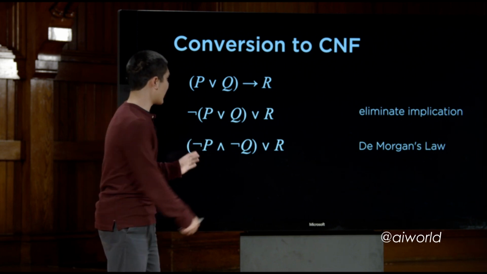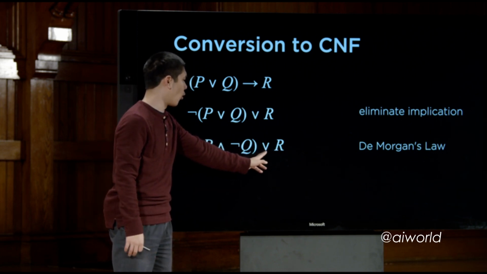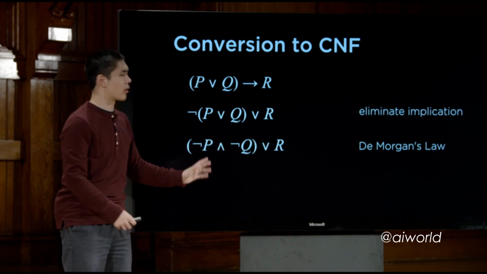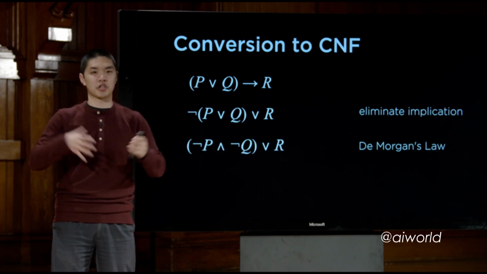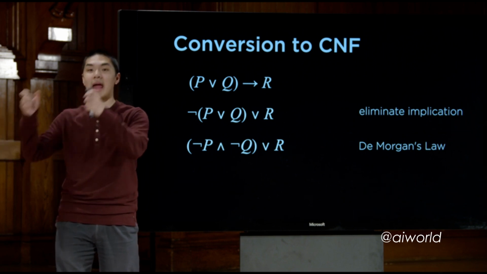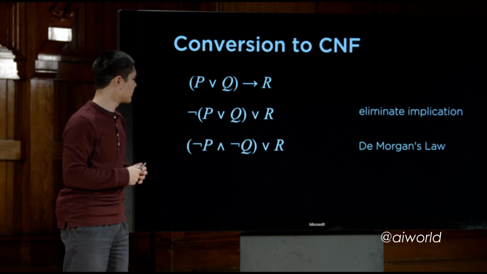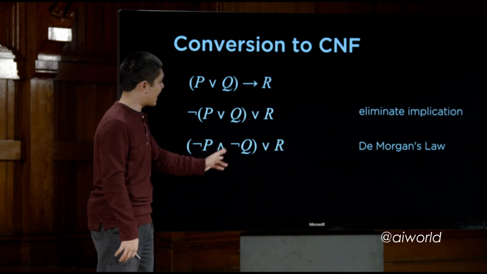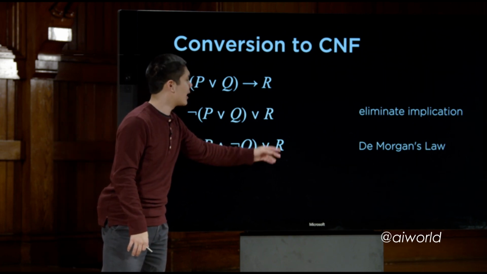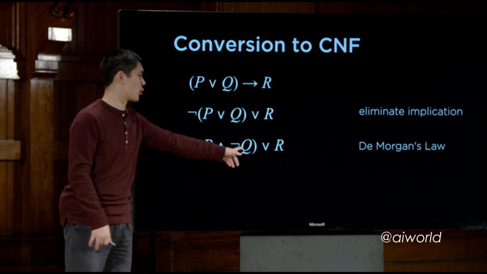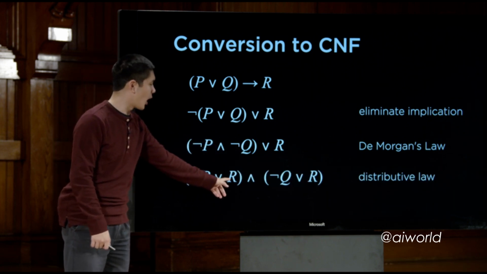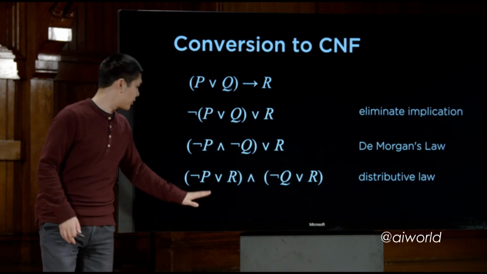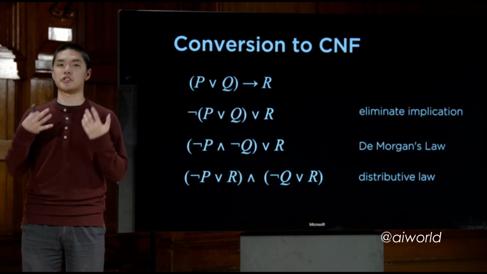And now I have two things that are separated by an or, where this thing on the inside is an and. What I'd really like is to move the ors so the ors are on the inside, because conjunctive normal form means I need clause and clause and clause and clause. And so to do that, I can use the distributive law. If I have (not P and not Q) or R, I can distribute the or R to both of these to get (not P or R) and (not Q or R) using the distributive law. And this now here at the bottom is in conjunctive normal form.